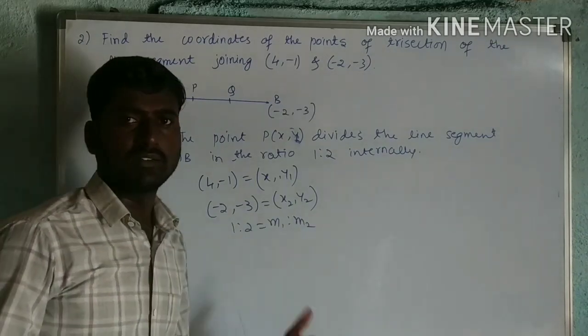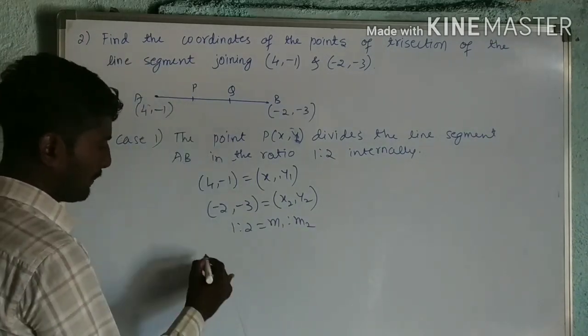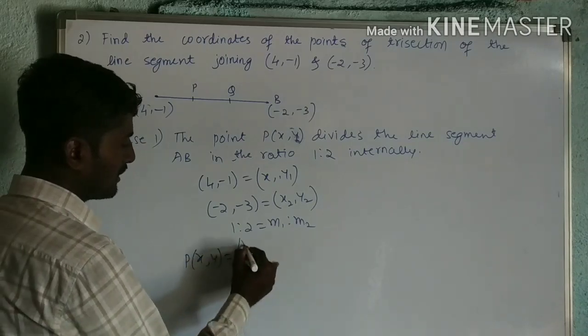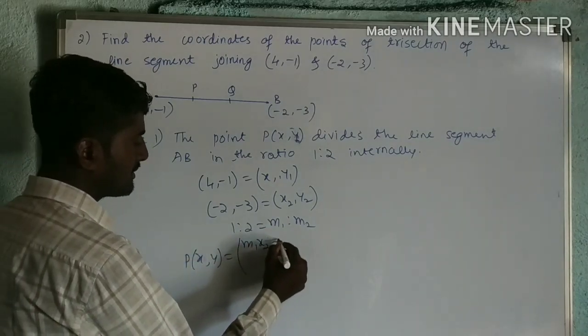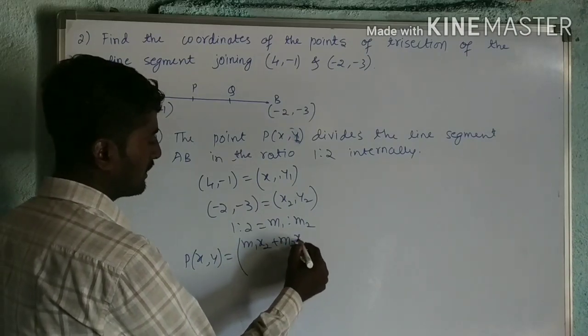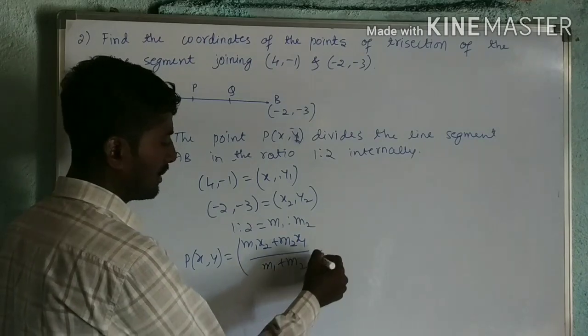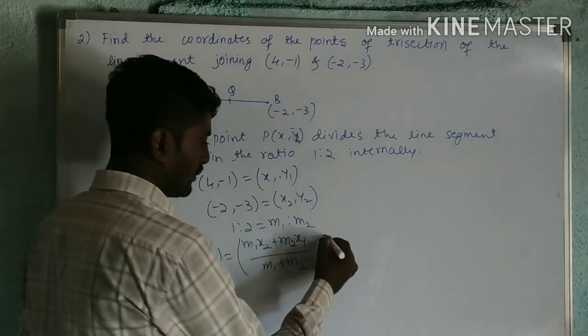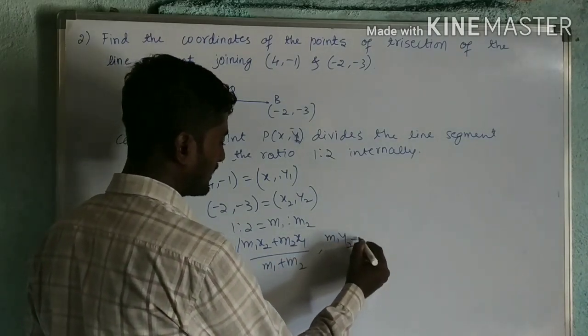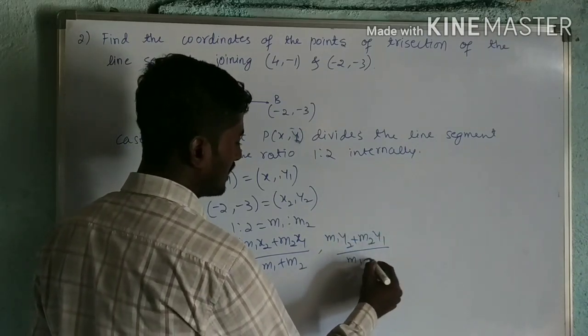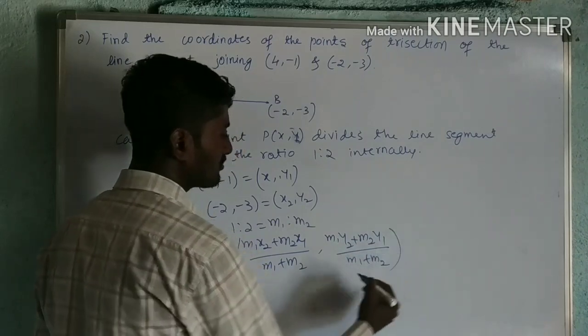Now let us write the formula. I'm going to find P of x comma y equal to M1x2 plus M2x1 divided by M1 plus M2 comma, M1y2 plus M2y1 divided by M1 plus M2.